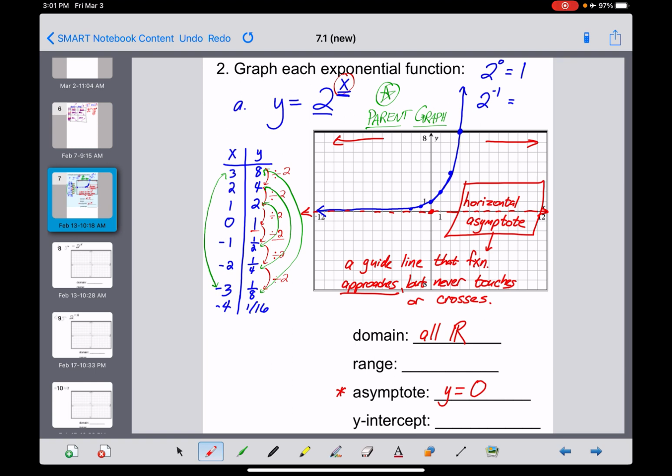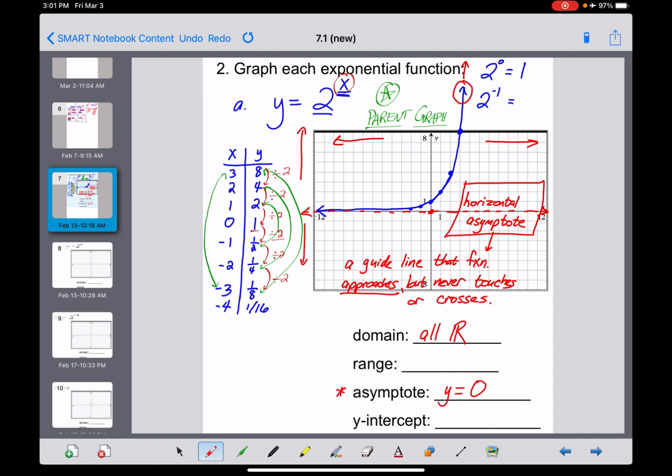The range, though, is asking you how high and how low does this graph go. We're talking about y values here, not x's. Well, what I think you guys can see is that this graph keeps getting higher and higher and higher and will continue to do so. There is no maximum value to an exponential growth function.